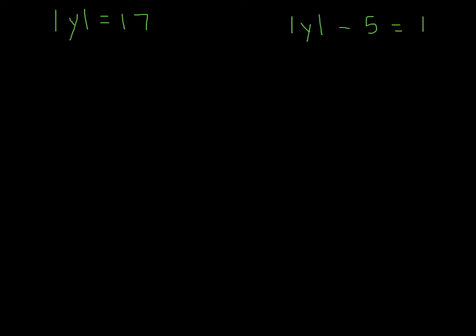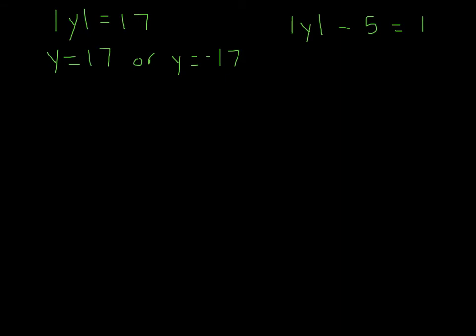Alright, so the first example you have is the absolute value of y equals 17. So pretty simple. We don't have to do anything except set them equal to: y equals 17 or y can equal negative 17. That's your answer. We're done. Pretty simple. Alright, the next one, we got absolute value of y minus 5 is equal to 1.